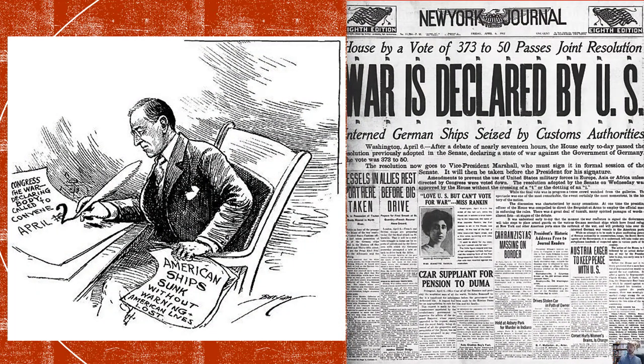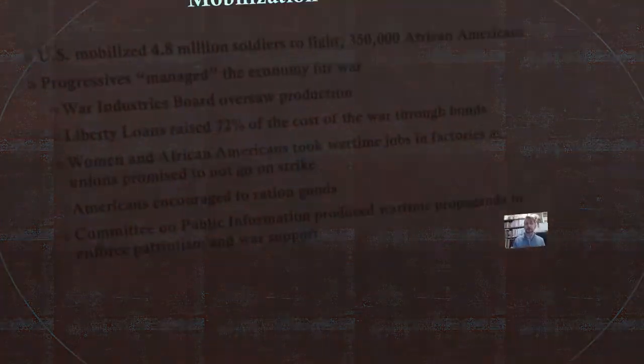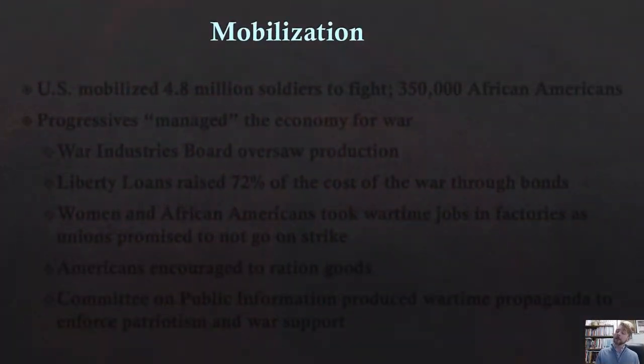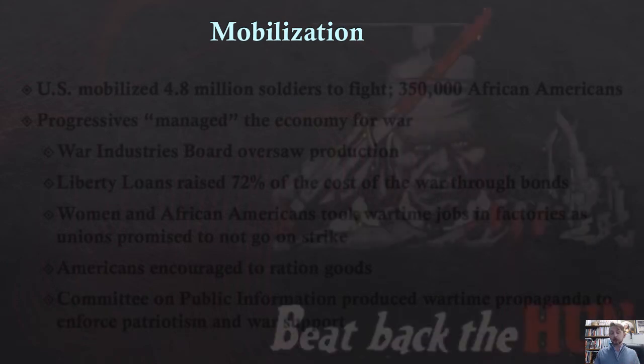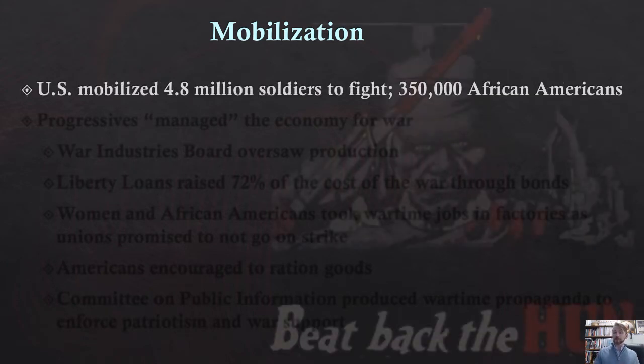War is declared by the U.S., as Wilson notes that the United States finally needs to jump in and do something. And now that we're in, we must mobilize. Mobilization means gathering the resources of the country together to fight. And the most important resource in a war is obviously soldiers. 4.8 million Americans will be called to fight, 350,000 of those African Americans.